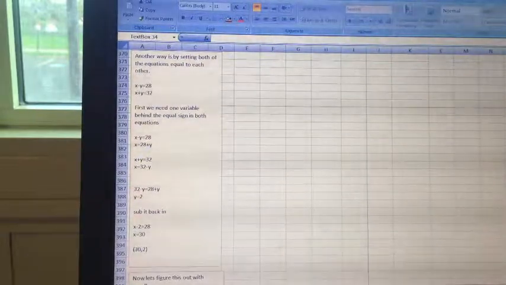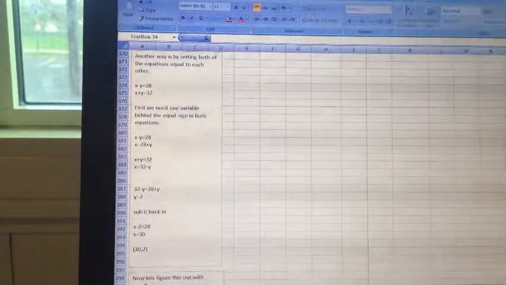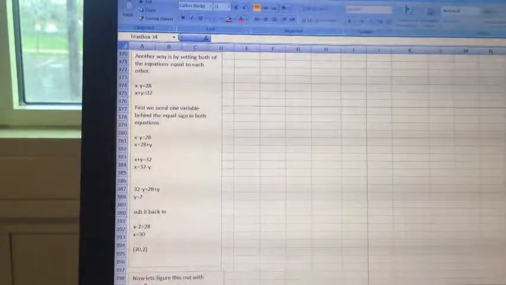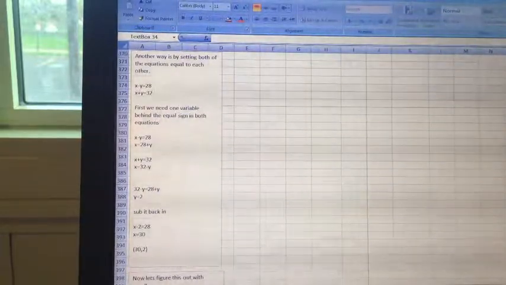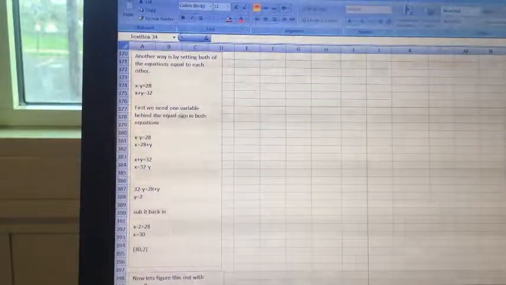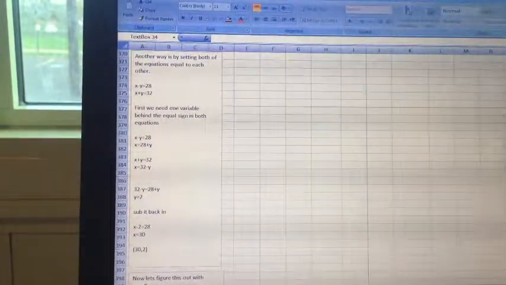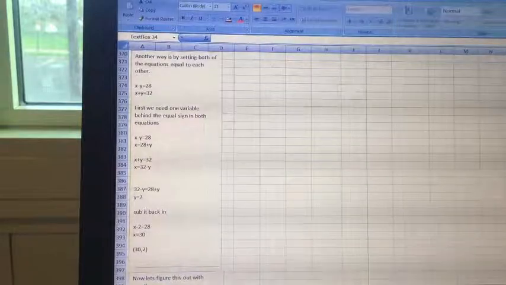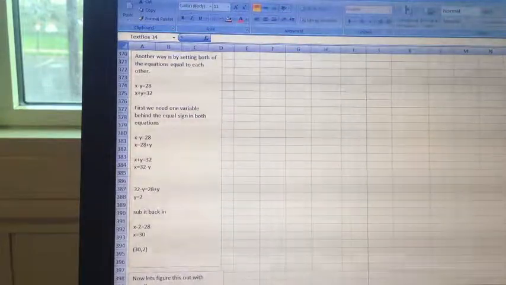Another way to solve for this is by setting both of the equations equal to each other. So we have x minus y equals 28 and x plus y equals 32. But first we need to put one variable behind the equal sign in both of the equations. In other words, we need to have x equals something and then x equals something again. So we're going to put x on the side of the equal sign. We're going to first do it with the equation x minus y equals 28. We're going to solve for x, so we get x equals 28 plus y.